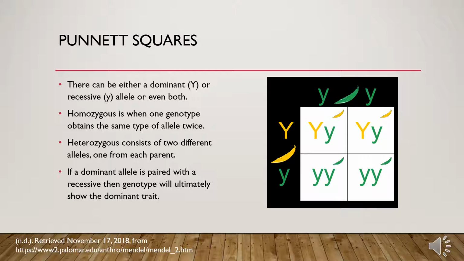Here in the Punnett square is an example of a yellow banana and a green banana. We see that one parent, on the top, has two recessive alleles for a green banana. On the side, we see a parent has a heterozygous genotype of a big Y and little y, which gives it the yellow color. By cross multiplying them, we see that they have a 50-50 chance of having either a yellow banana as the offspring or a green banana as the offspring.